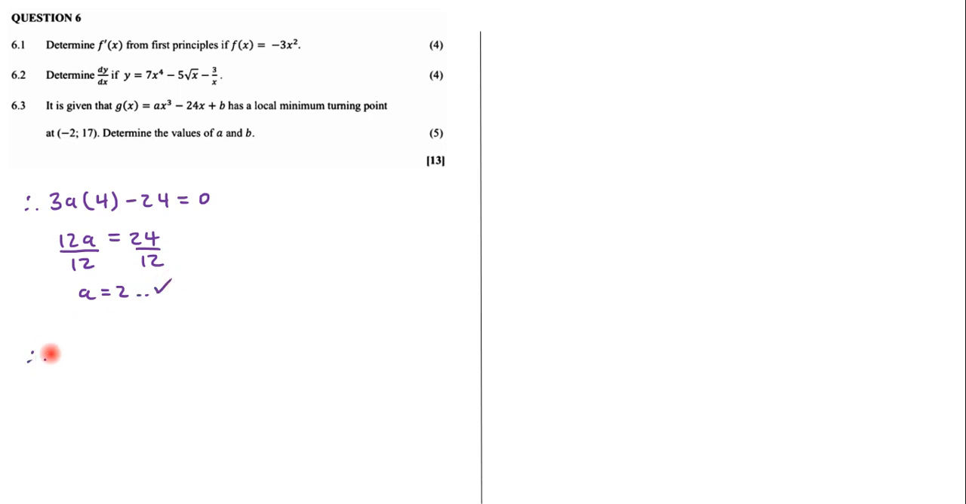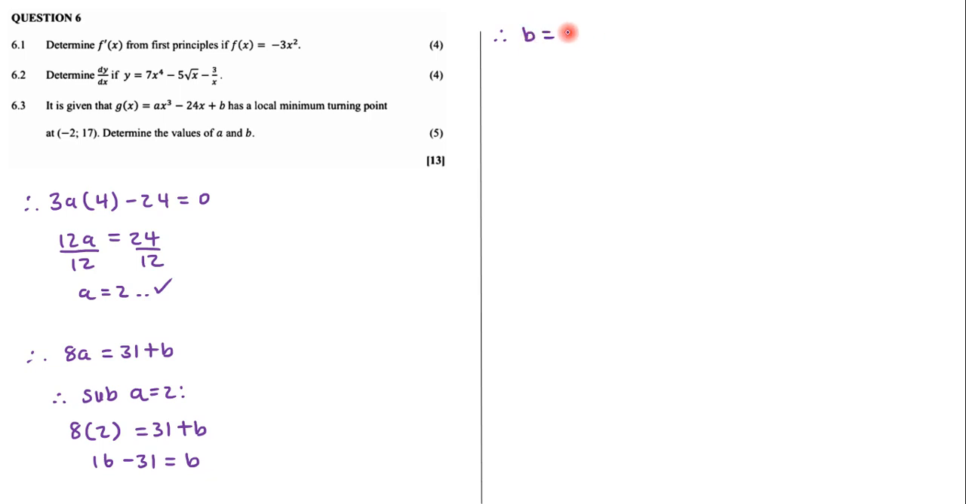So what I'm going to do is go back into my equation, the equation that I had. So 8a was 31 plus b, and now here I'll sub a equals 2. So when I do that, I have 8 into 2 equals 31 plus b. Now this is 16 minus 31 equals b. So let me just rewrite this correctly. So b is 16 minus 31.